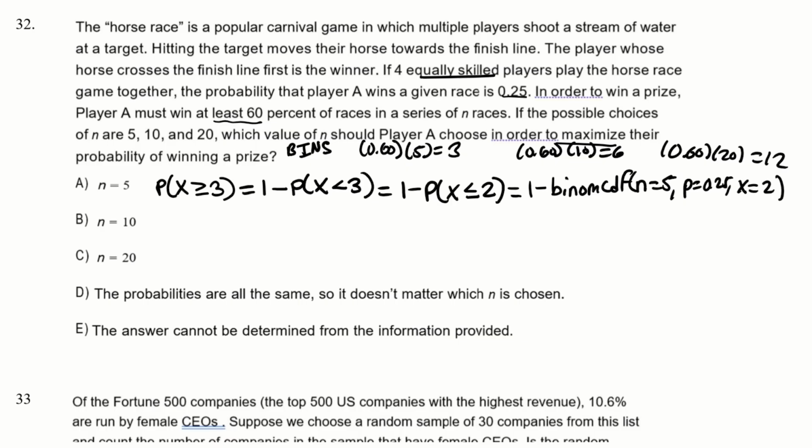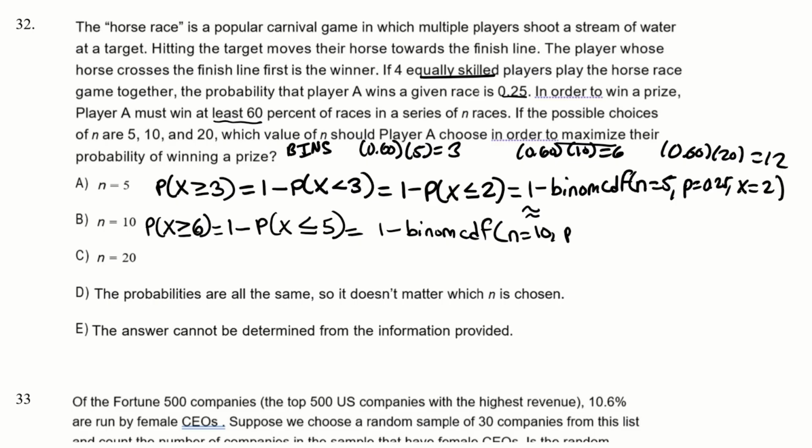So we're going to calculate that, and I'm just going to do it for all of these and see what we get. So let me do this one. This one's going to be the probability that x is greater than or equal to 6, since we need to win at least 6 games for 60%. So 1 minus the probability that x is less than 6, which is the same thing as x is less than or equal to 5. So we're going to do 1 minus the binomial CDF of n equals 10, p equals 0.25, and x equals 5. Let's figure out what that is.